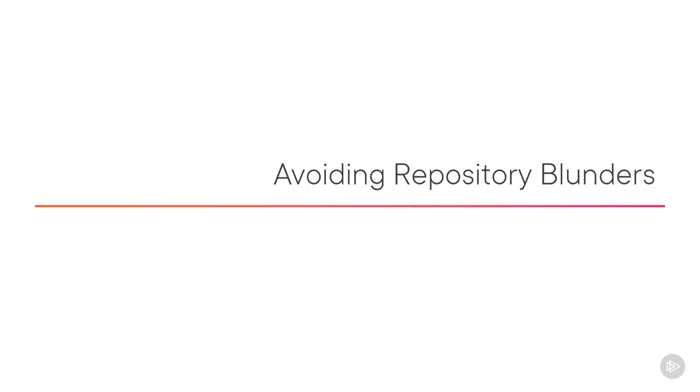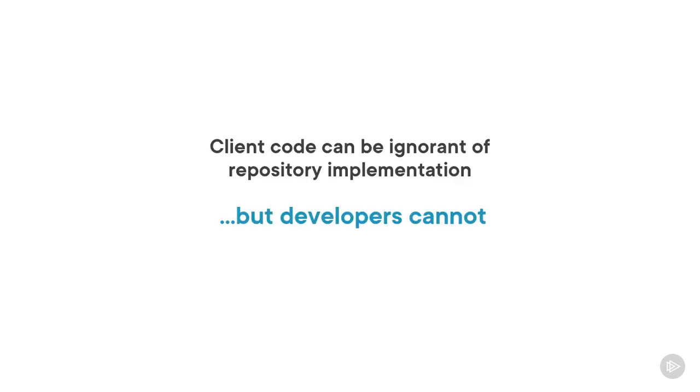We're not always going to land on the happy path, so we do want to share with you some common problems that you might run into, how to recognize them, and most importantly, how to avoid them. Remember, your client code can be ignorant of the implementation of your repositories. But developers cannot. It's important that developers understand how your specific repository is implemented. Otherwise, they can run into a number of different problems.